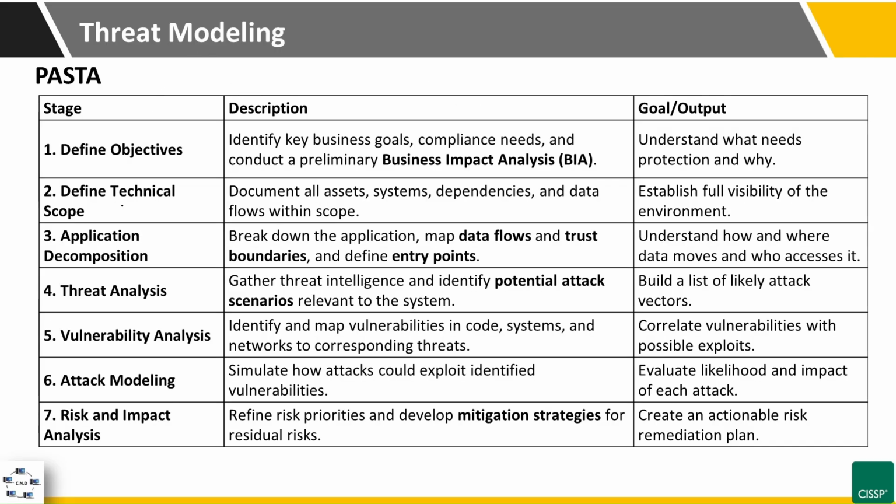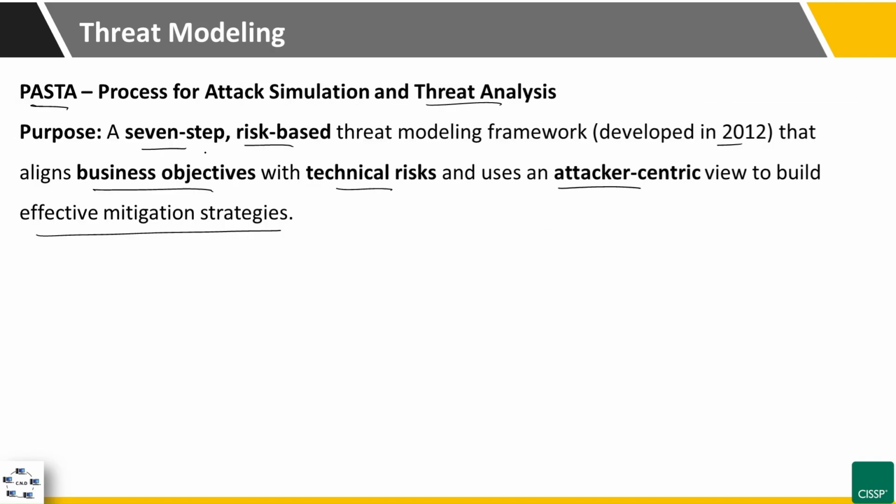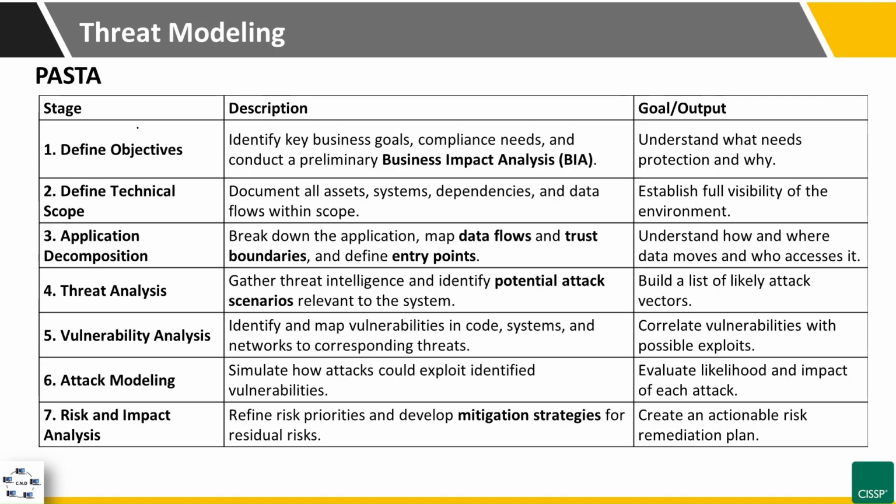So these are the 7 steps inside PASTA. Number 1 is define objective. Number 2, define technical scope. 3, application decomposition. 4, threat analysis. 5, vulnerability analysis. 6 is attack modeling, and 7 is risk and impact analysis. So now let's describe the goal of each stage one by one.